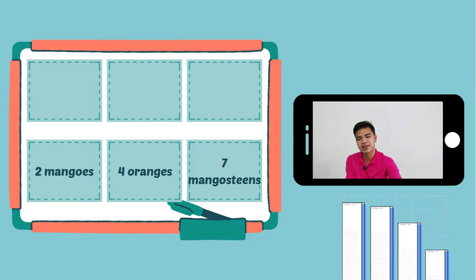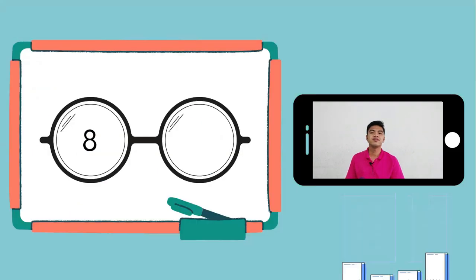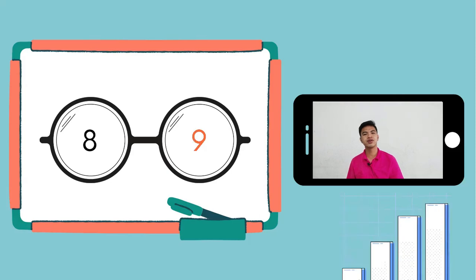Okay? Very good, kids. Alright, so for our next activity, we're going to write the number that is 1 greater than the number provided. We're going to add 1 to the number that is given. So here we have number 8. So what is 1 greater than number 8? Very good. We're just going to add 1 to it. So 8 plus 1 equals 9. So we're going to write 9 in your book.